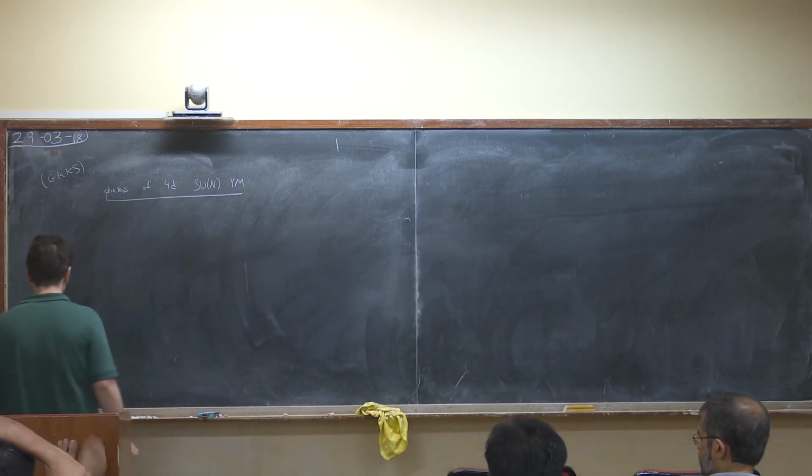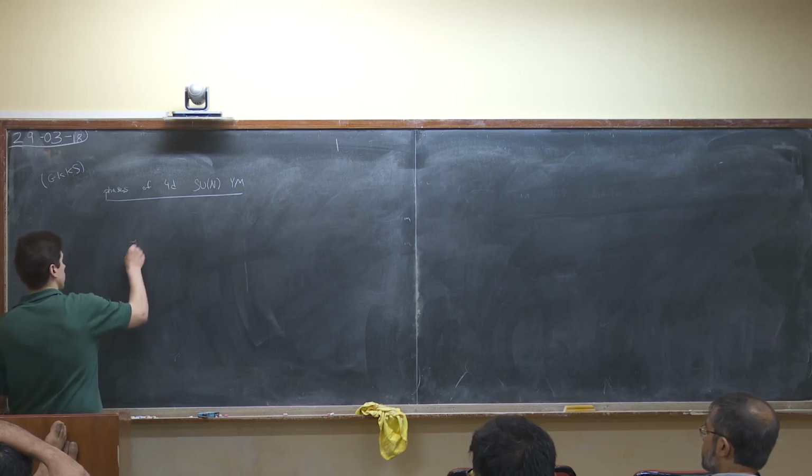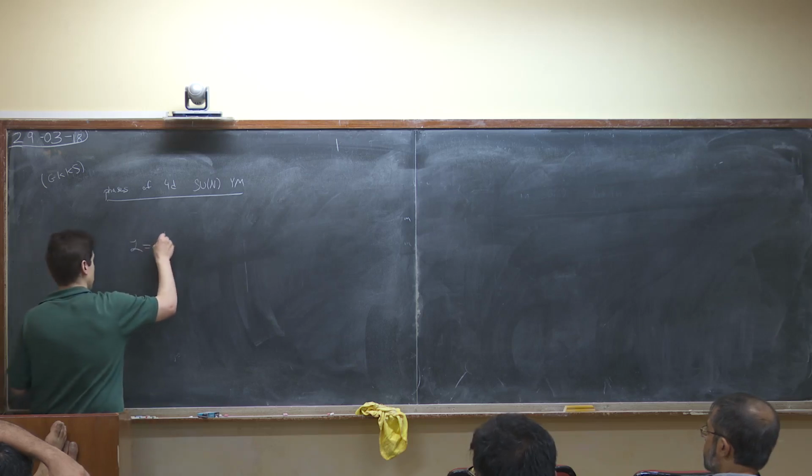Okay, good. So let's look at the phases of 4D SUN Yang-Mills. I'll flash the Lagrangian for you.